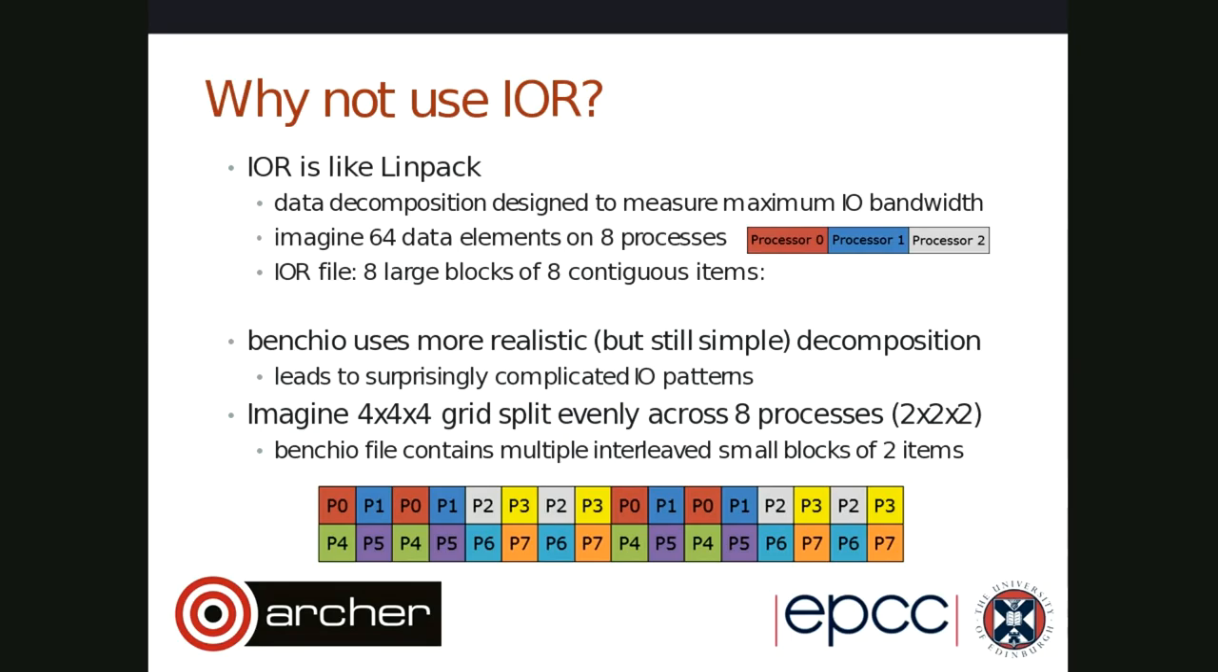IOR is similar for parallel I/O. Its data decomposition is designed to measure maximum I/O bandwidth rather than the bandwidth you get when you're running a real application. So for example, if you imagine you've got 64 data elements on 8 processes, what the IOR file looks like is eight large blocks of eight contiguous items.